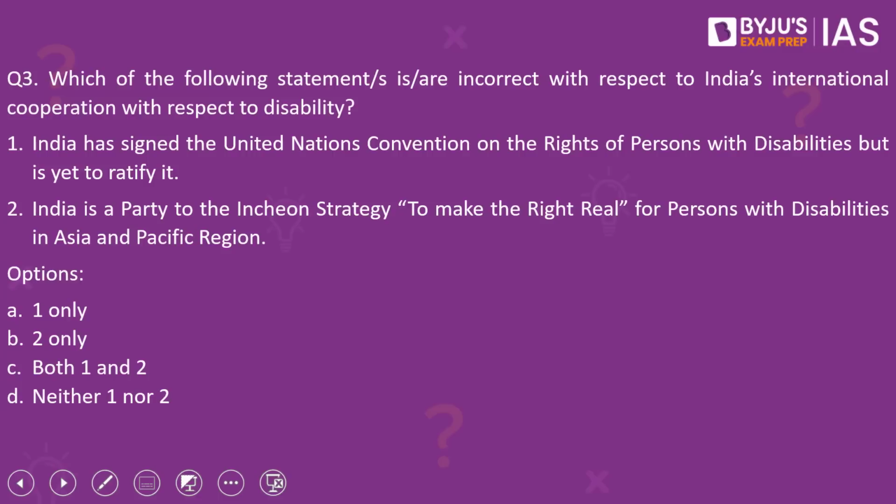Moving on to the third question, which reads, which of the following statements is or are incorrect with respect to India's international cooperation with respect to disability? There are two question statements given here. The first one reads, India has signed the United Nations Convention on the Rights of Persons with Disabilities but is yet to ratify it. The second statement reads, India is a party to the Incheon strategy to make the right real for persons with disabilities in Asia and Pacific region. Please have a look at the options.